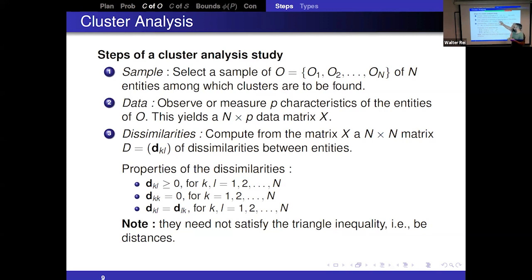Once you've defined the dissimilarities, you need to be able to quantify how close or far apart 2 entities are. So the value of each D should be a positive value, greater than or equal to 0. The dissimilarity between one entity and itself should be 0, and it should be symmetrical. You could also have a distance, but you don't necessarily need to impose the triangle inequality. So you could use distances here to define the dissimilarity, but that is not necessary.